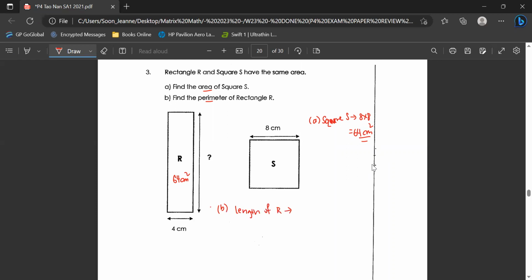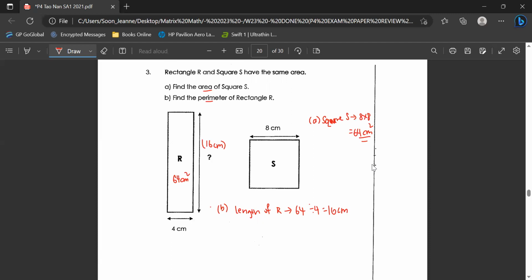So you know that area means length times breadth, right? So something times 4 equals 64. So this something refers to the length. So in order to find the length, we take 64 divided by 4. 16 cm. So that means the length of R is 16 cm.